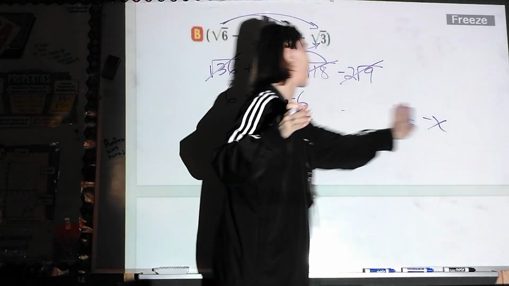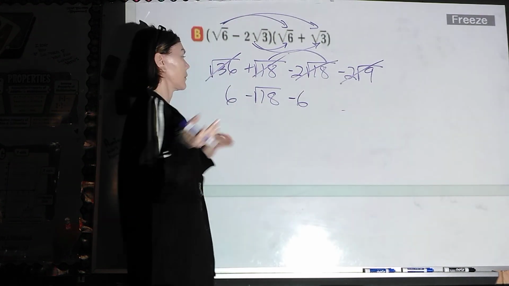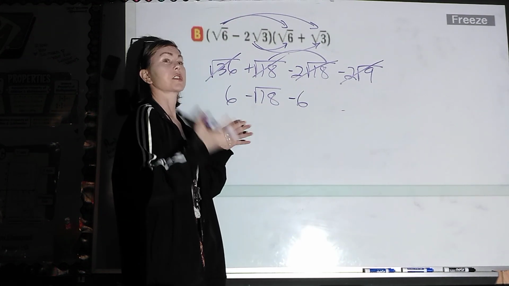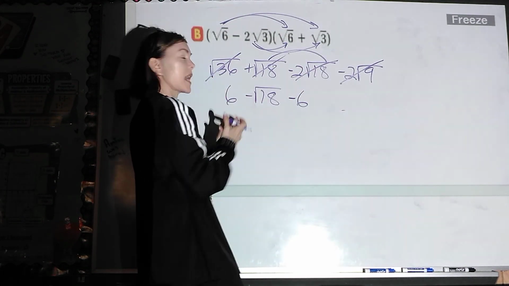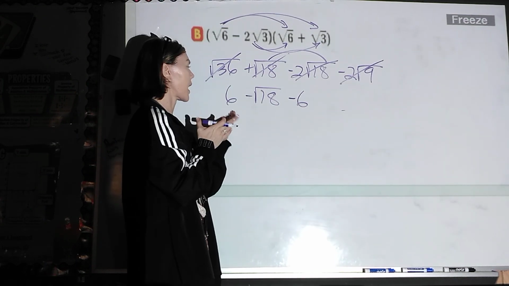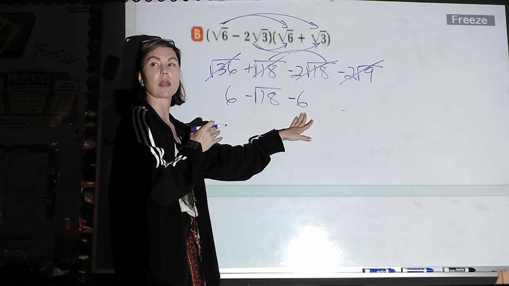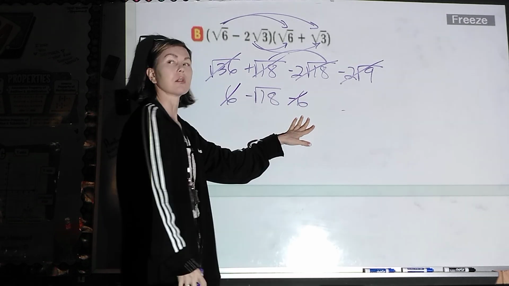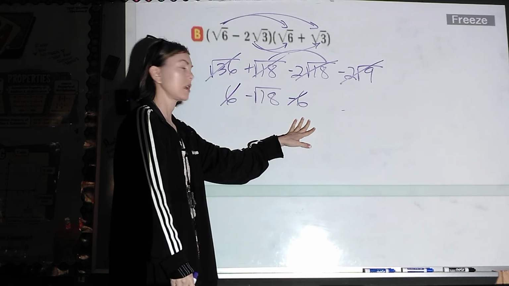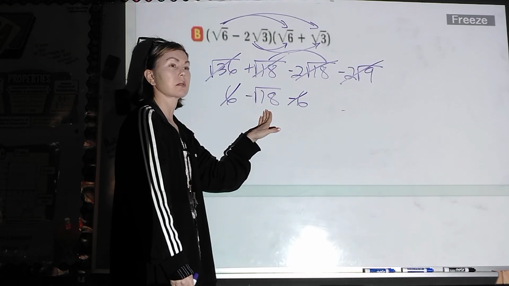Okay. So here we are. We're still simplifying it down. So a positive 6 and a negative 6 give you what? They cancel each other out. Do you see that? Now all we're left with is this.